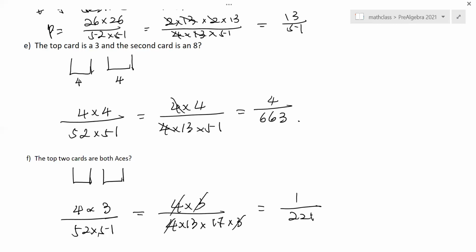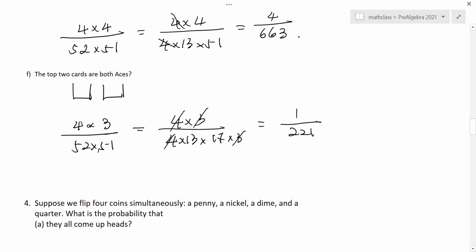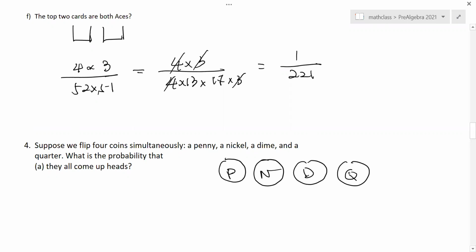It's great. All right, so we did a lot of problems here. Now we focus on another type of problem. Suppose we flip 4 coins simultaneously: a penny, a nickel, a dime, and a quarter. What is the probability that they all come up heads? Well, you can put them in order: penny, nickel, dime, and quarter.